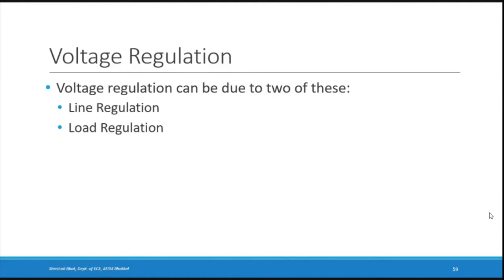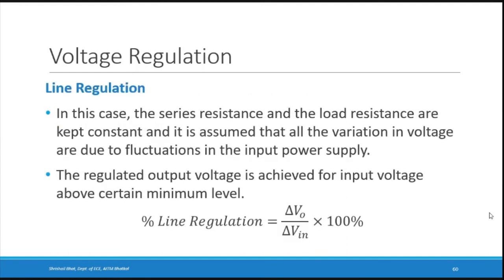One is because there might be changes in the load current that might cause a change in the output voltage. The other one is there might be some changes in the input voltage that might cause a change in the output voltage. Right. So they are called line regulation and load regulation. When it comes to line regulation, here we consider that the series resistance and the load resistance are kept constant. That is, the series resistance is R1 and load resistance is RL. They are kept constant. And it is assumed that all the variation in output voltage are due to the fluctuations in the input power supply.